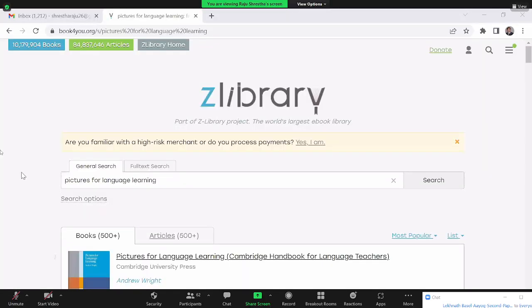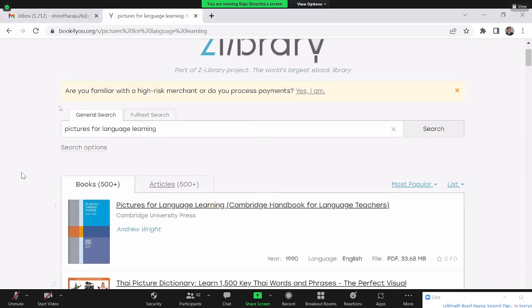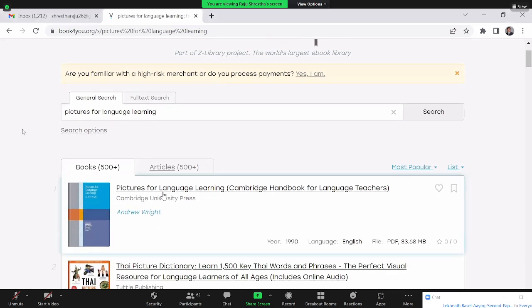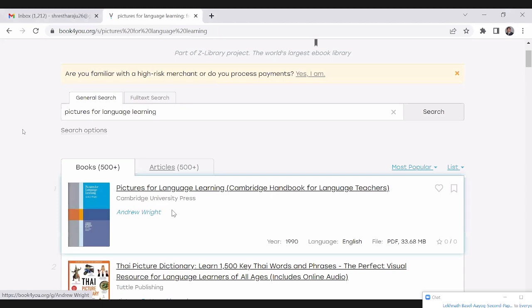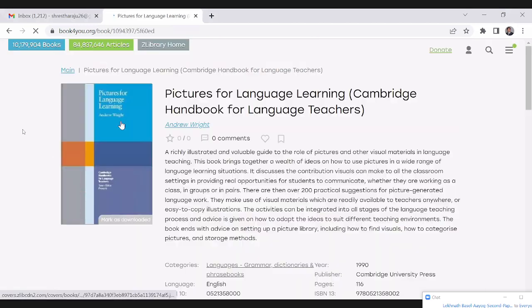So this is a very useful book, Pictures for Language Learning, Andrew Wright, 1990. This is the book, Cambridge Handbook for Teachers.